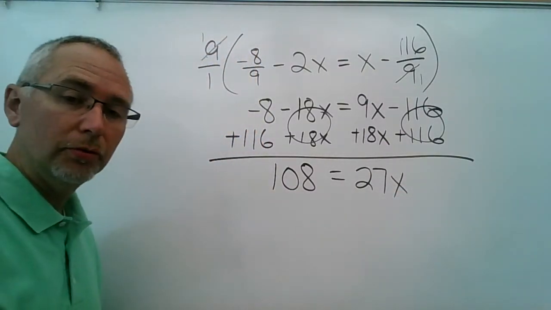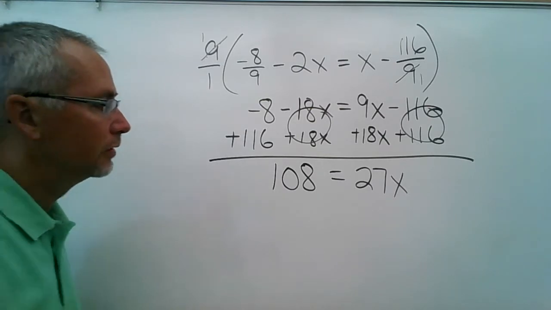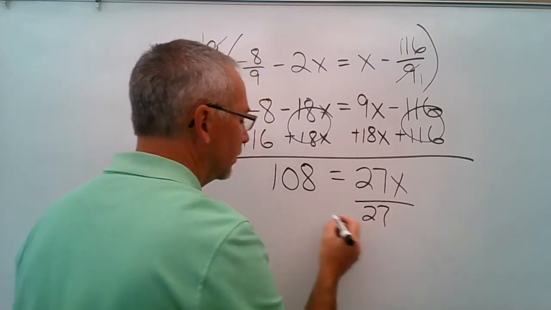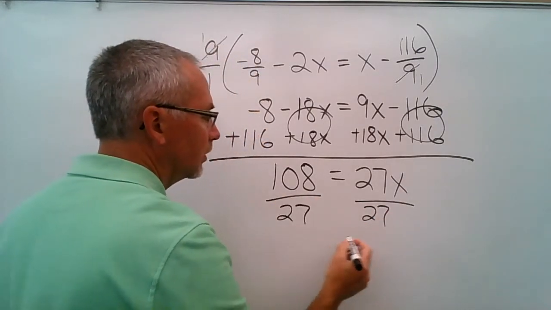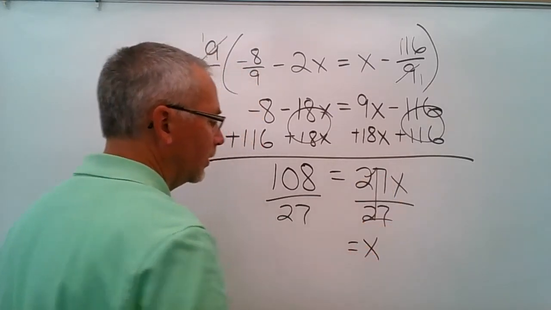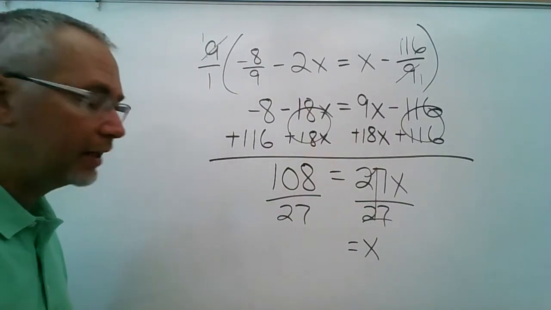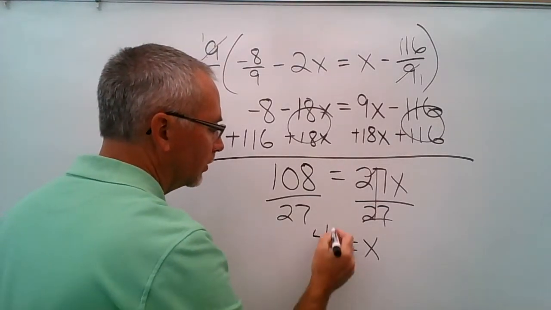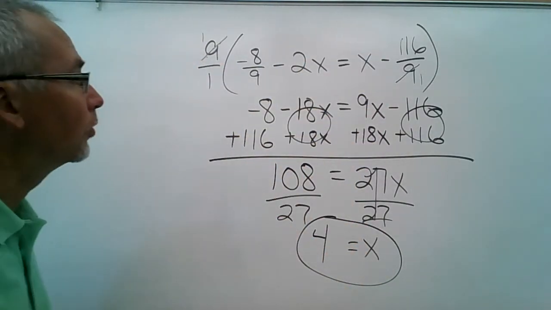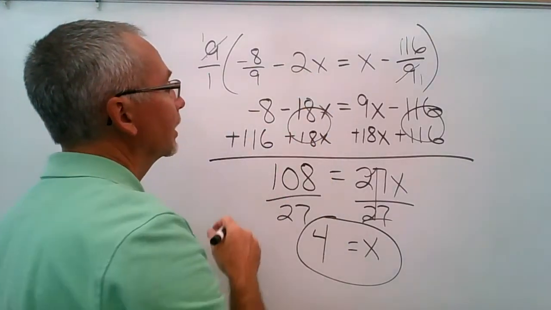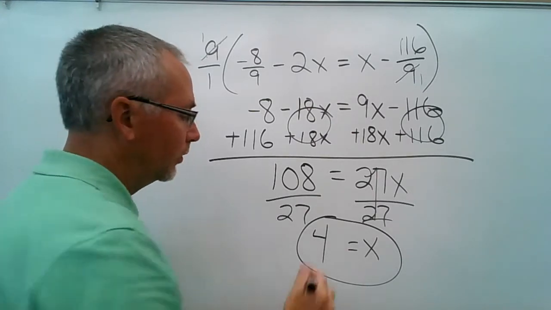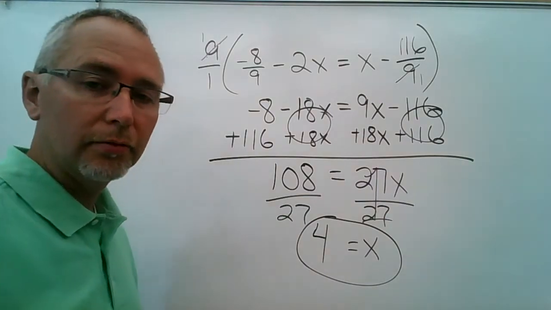And now I'm down to a one-step equation. 27 times something gives me 108, so I'm going to divide by 27. 27 divided by 27 is just 1, or 1x. And lo and behold, 108 divided by 27 gives us a nice even number of 4. So out of that whole fraction, we ended up with a whole number of 4. And of course, if I wanted to plug it back in, I could work through this again, and we would end up knowing that we are correct at x is equal to 4.